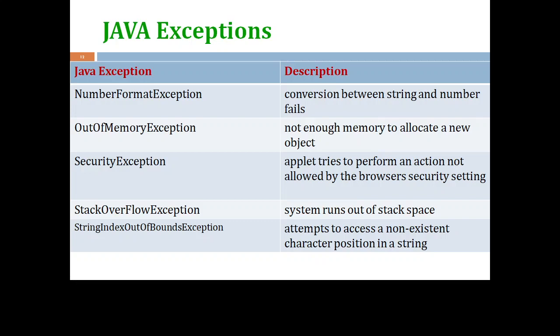Out of memory exception: not enough memory to allocate a new object. So Java's complete system memory is full and we cannot allocate any memory. Next is security exception. A Java applet tries to perform an action that is not allowed by the browser's security setting. This is one more type of exception.